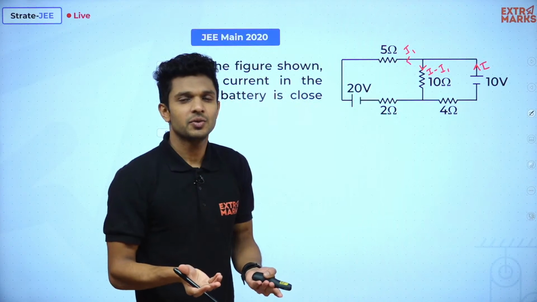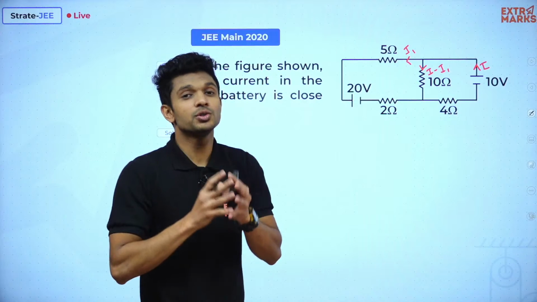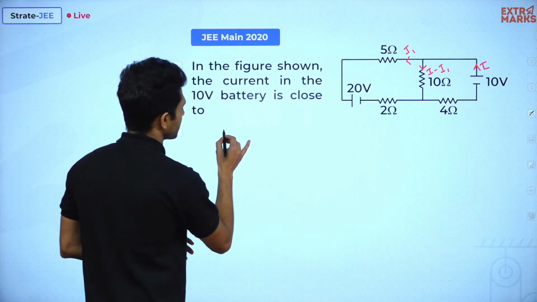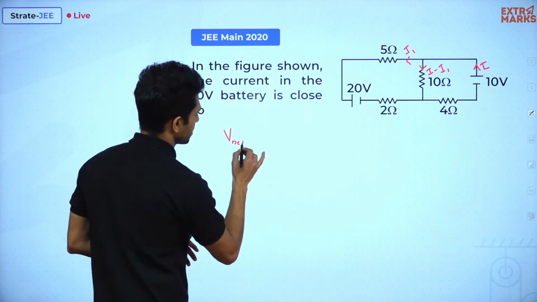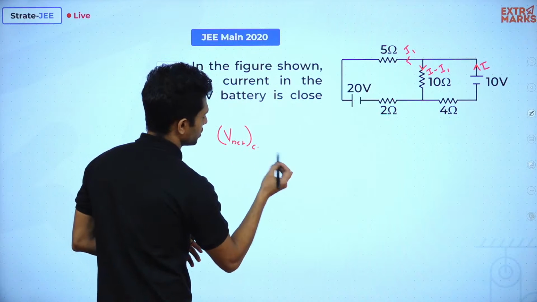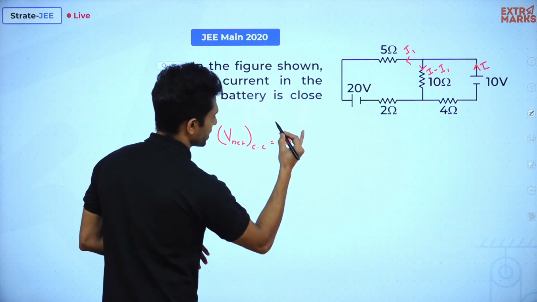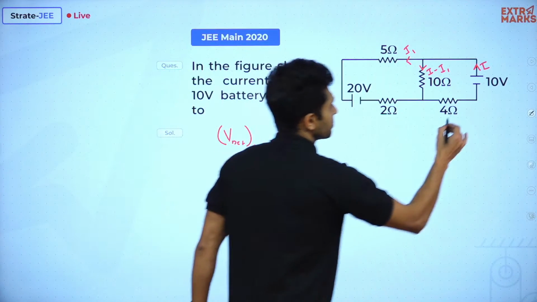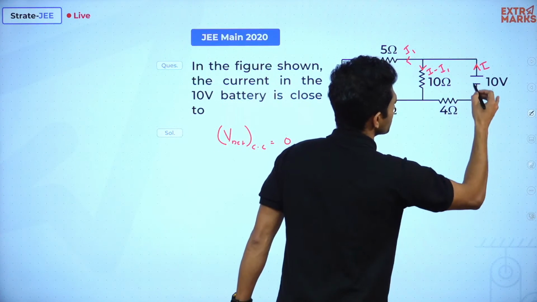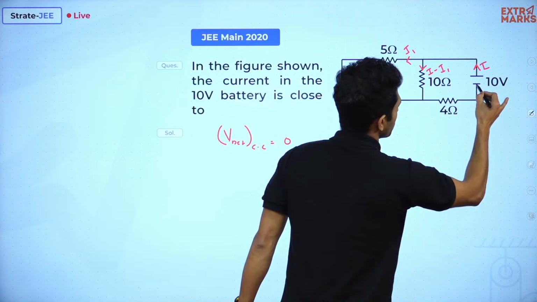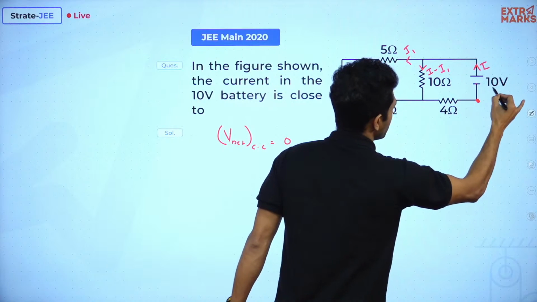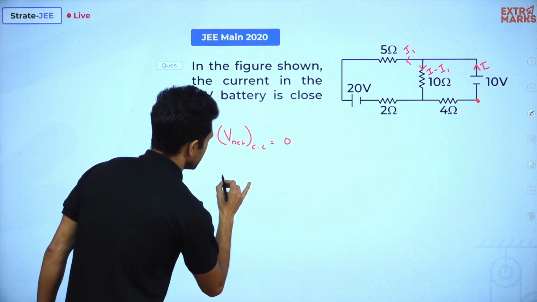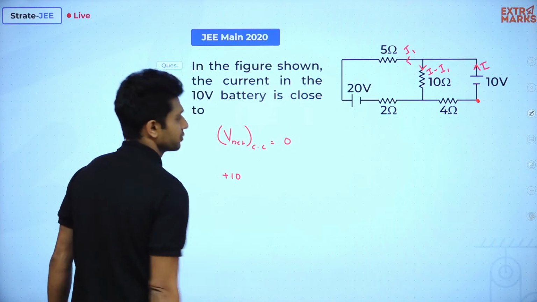करना क्या है? Now we just need to know that in a closed circuit, the net value of voltage, V net over the closed circuit, is equal to 0. Kirchhoff loop rule. Starting from this point, okay, start moving through the circuit. Starting from this point, moving from negative to positive. Tell me what will happen to the potential difference. There will be a positive potential difference, plus 10.